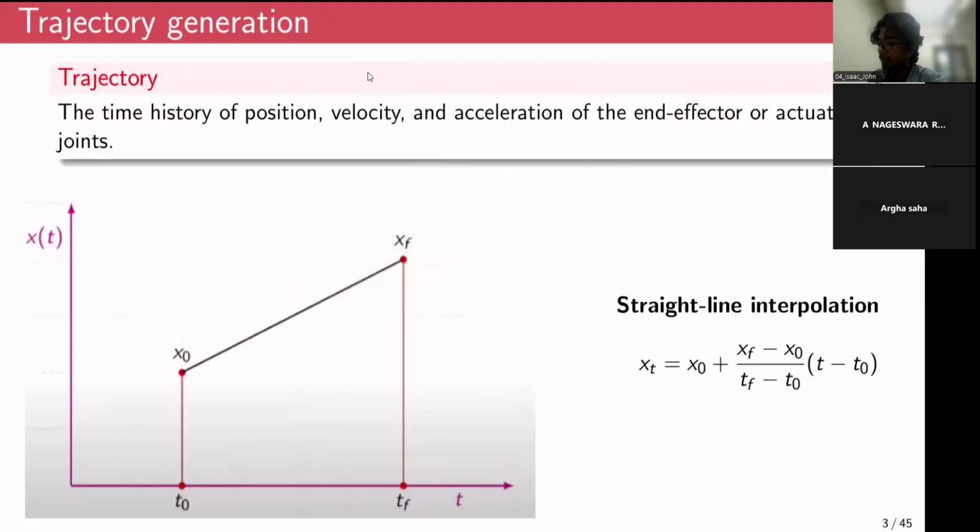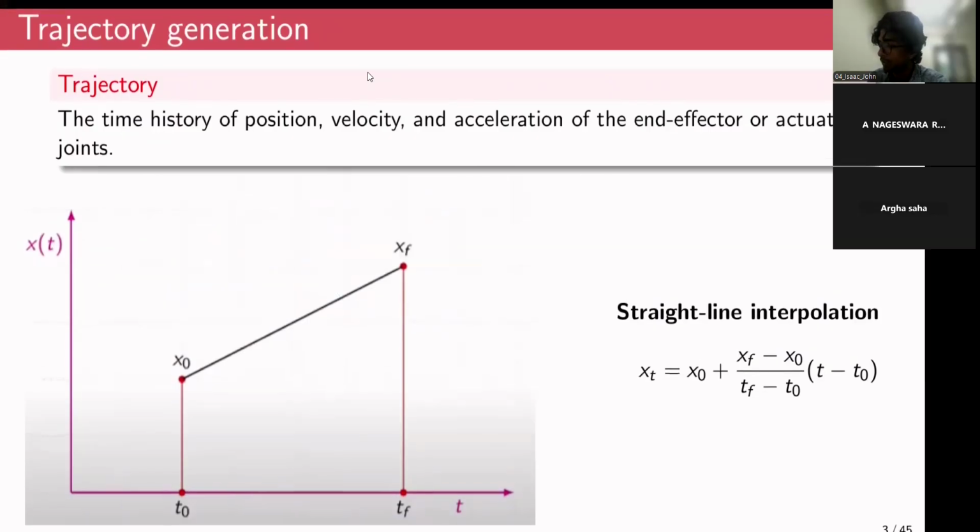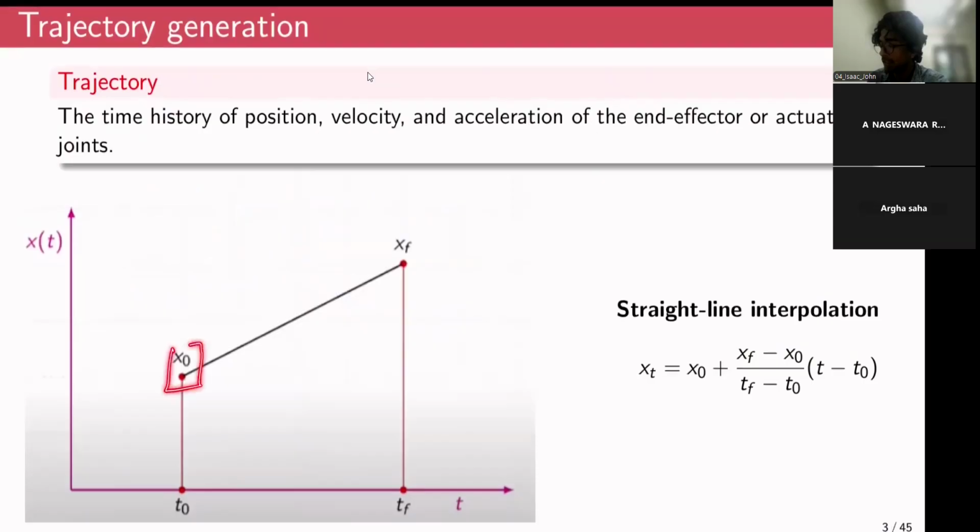But we'll start this session by familiarizing ourselves, or revising, different schemes of trajectory planning. So the first one over here is something called straight line interpolation. Right, this is the simplest trajectory interpolation that we can have.